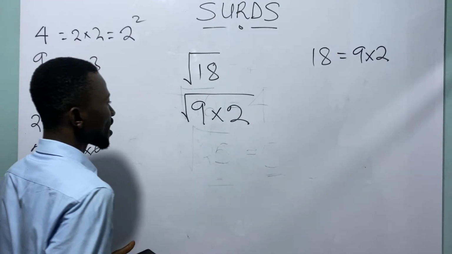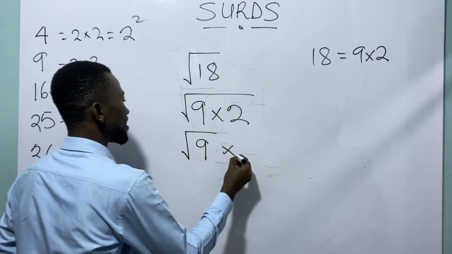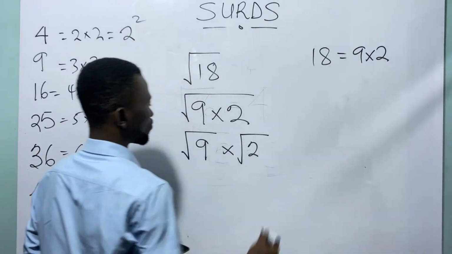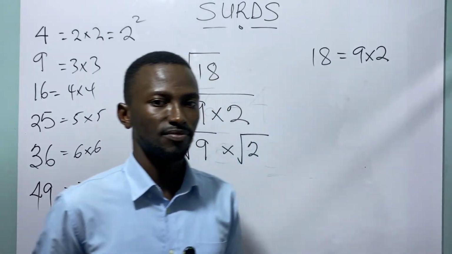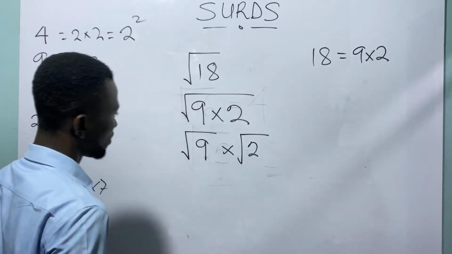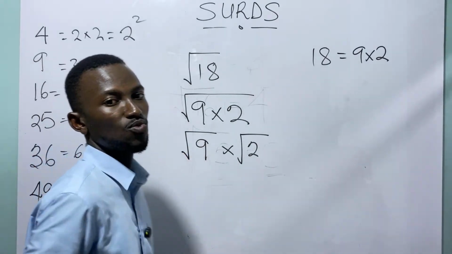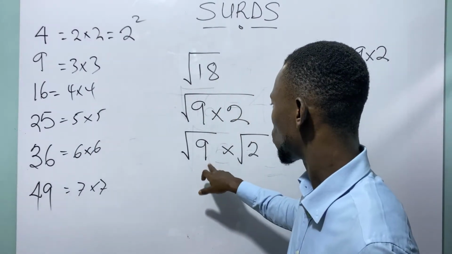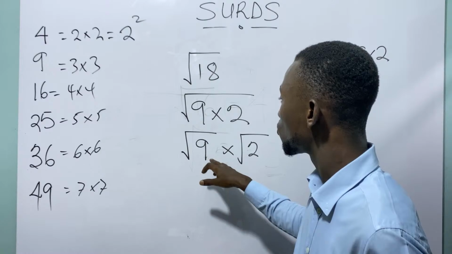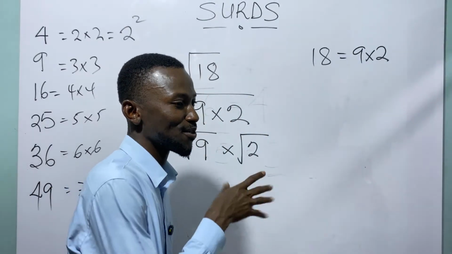Now let's check what we can do. Look at this. This can also be written as square root of 9 times square root of 2. Can we do something to the square root of 2? Look at the square root of 2 and square root of 9. Can we do something to the square root of 9, not the square root of 2?